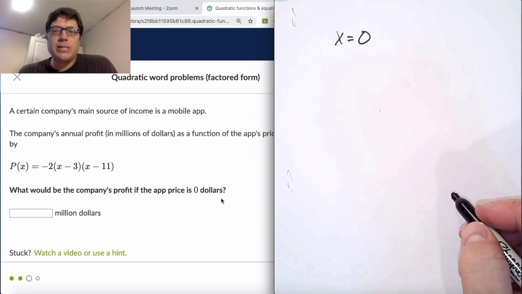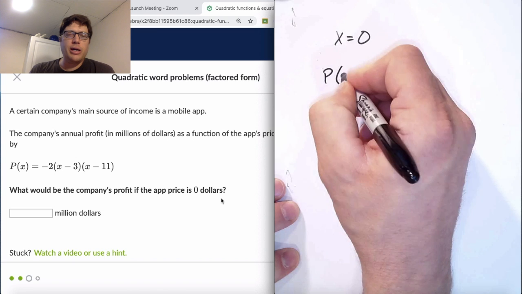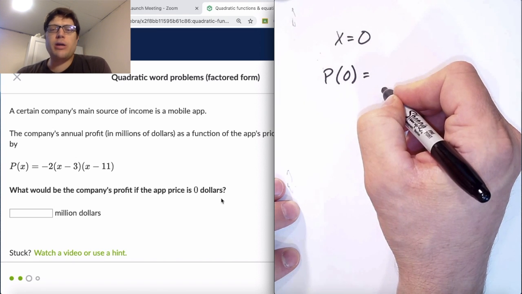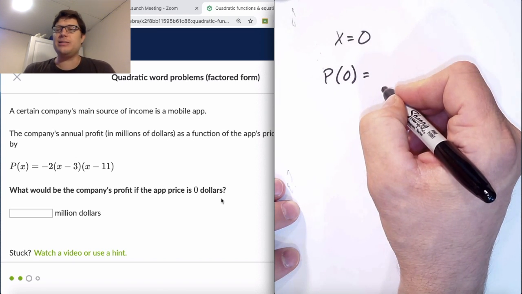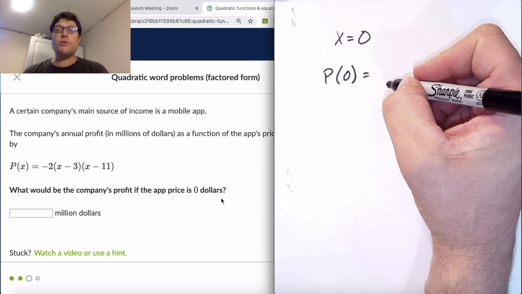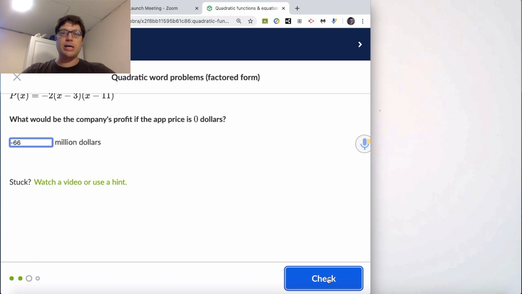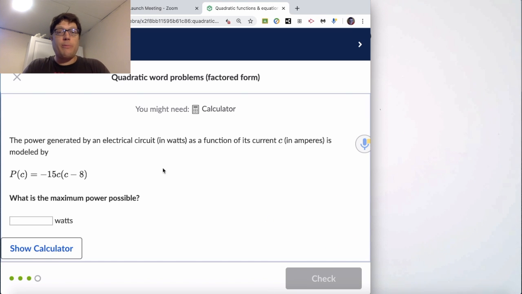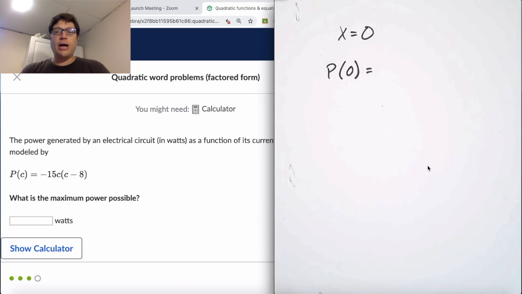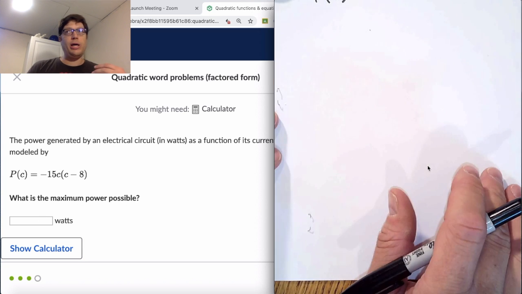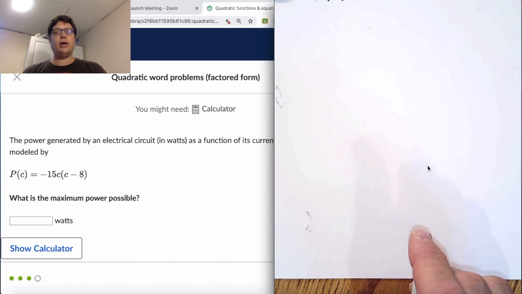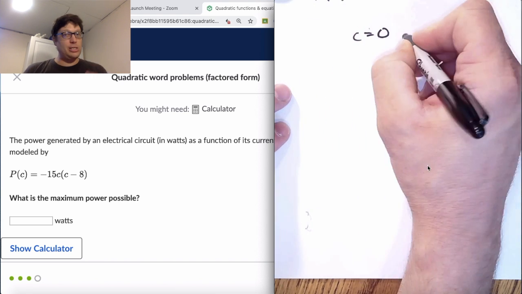In this problem, the company's annual profit, same thing. But now we want to know what would be the company's profit if the app price is $0. There are key features of a quadratic function you need to understand. A quadratic function might have x-intercepts. Like the last question, that represented where the profit would be 0. In this case, we're asking what happens when you sell it for no dollars. That's a y-intercept.